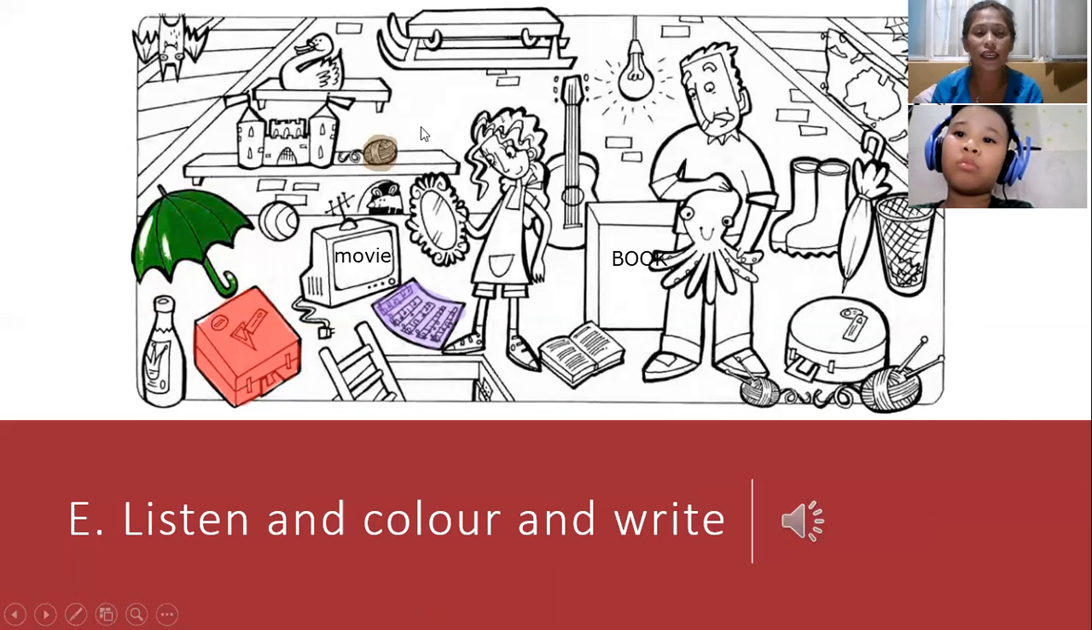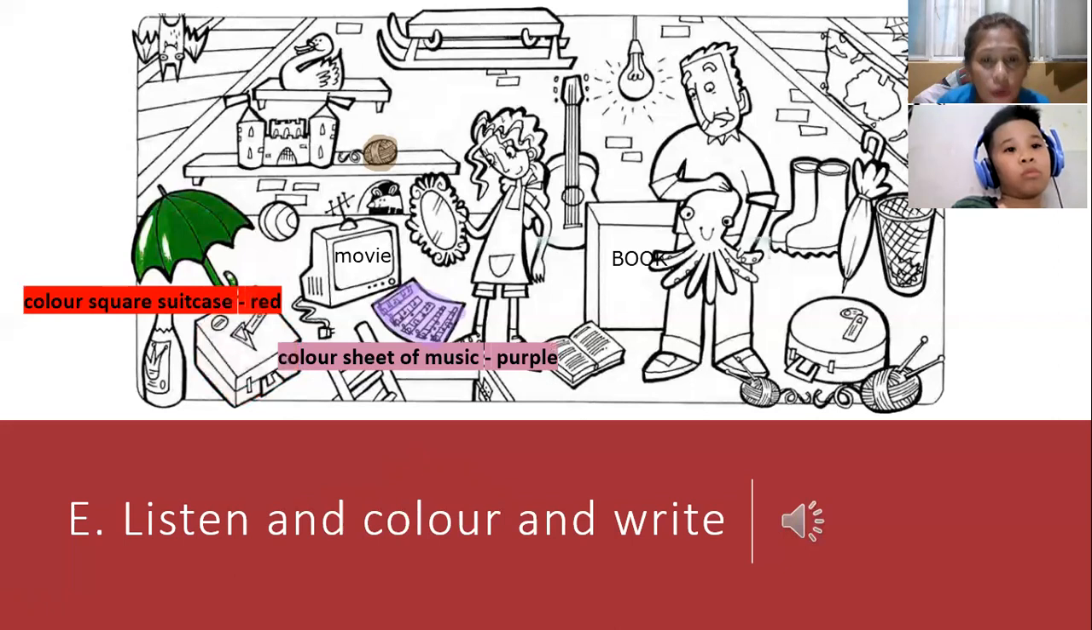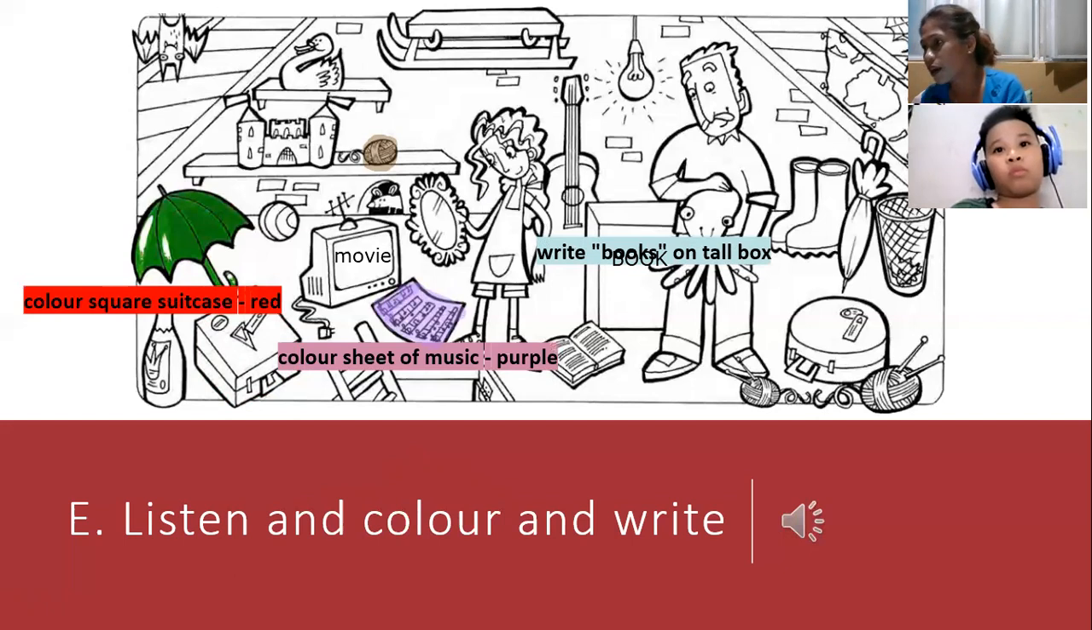Okay, so let us see here. To color the umbrella. Oh, color the square suitcase red. That's correct. Okay, the other one. Write book on the tall boxes. Color the sheet of music purple. This one. Correct. Very good.